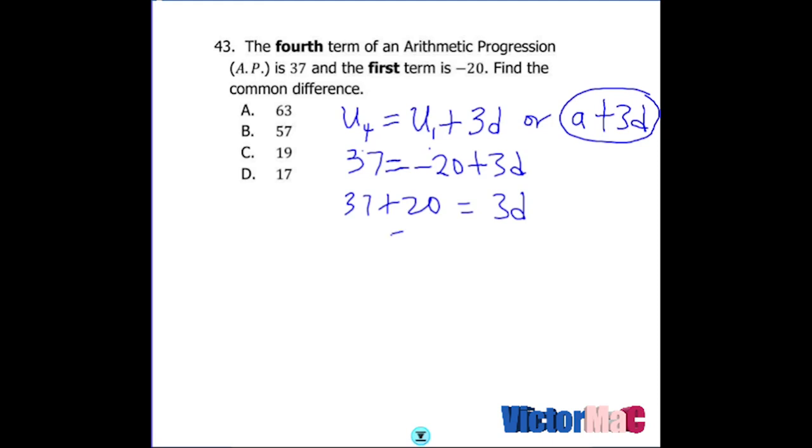So 37 plus 20, we have 57. And when we divide both sides by 3, D equals 3 in 57 is 19, so now we have 9. So the common difference is 19, and that's option C.